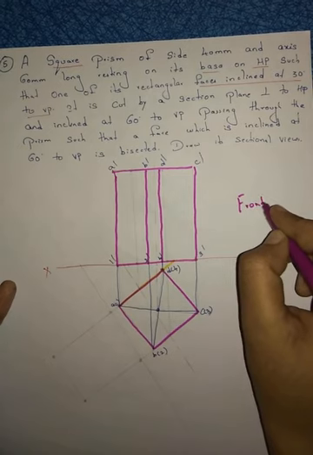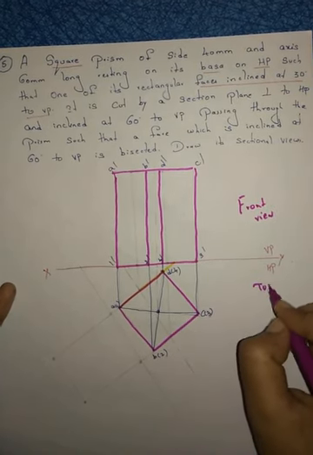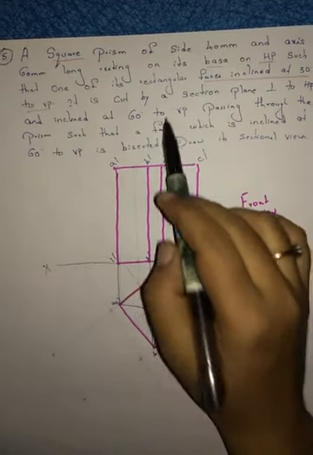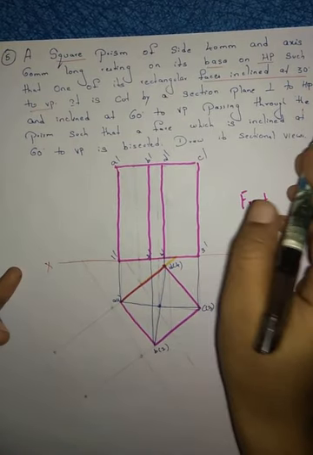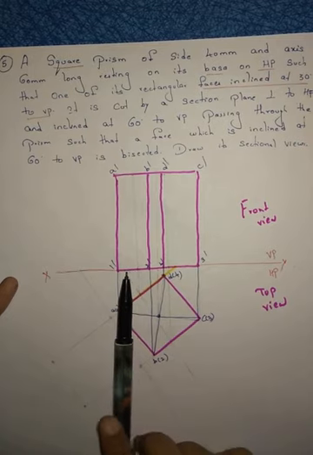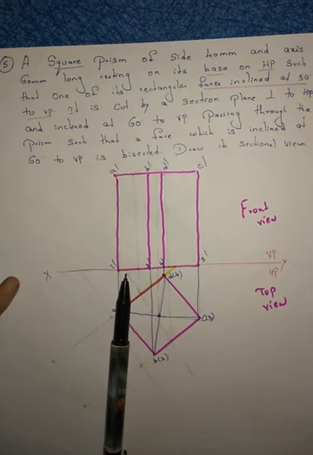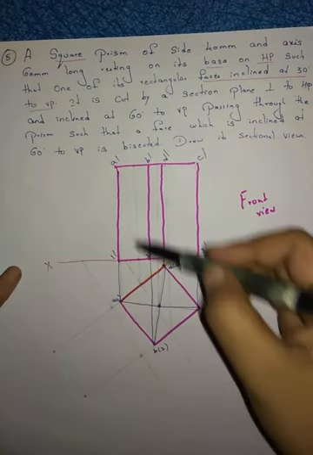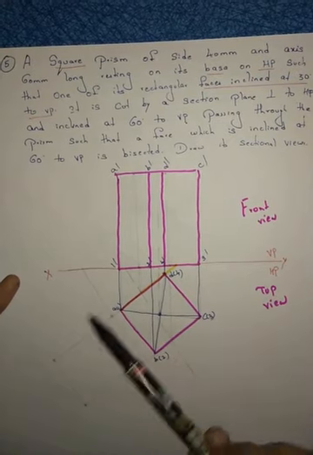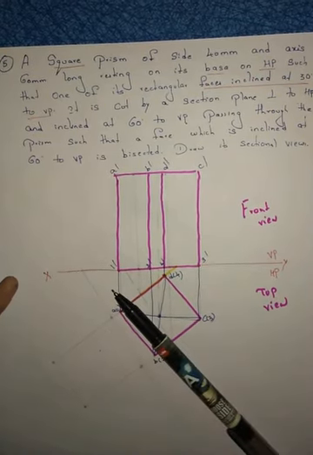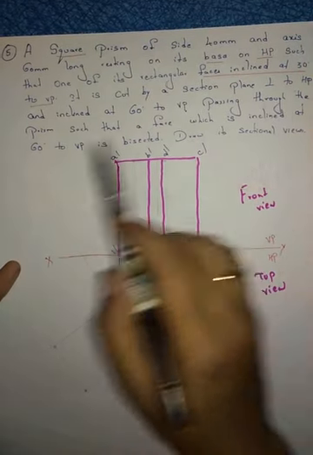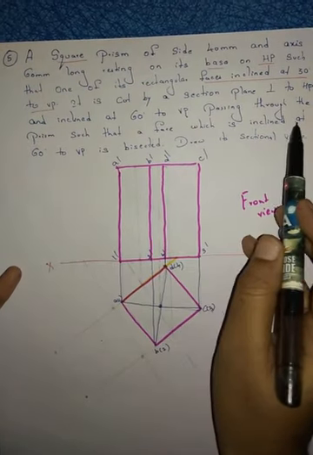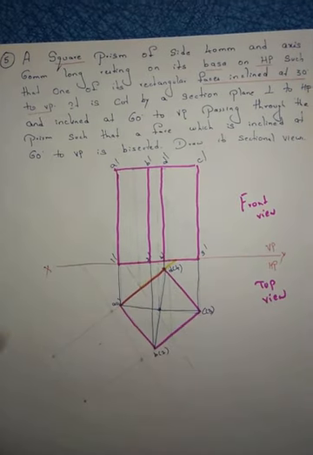This is nothing but your front view, and this is your top view. Now we will see the second part of the question. It is cut by a sectional plane perpendicular to HP. So if I keep a sectional plane in a vertical manner, it is perpendicular to HP. Then next, inclined at 60 degrees to VP. 60 degrees to VP means you have to draw the sectional plane here in HP at an angle of 60 degrees. Now passing through the prism such that a face which is inclined at 60 degrees to VP is bisected.